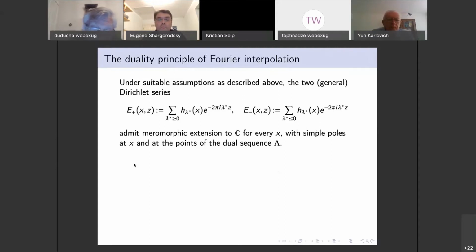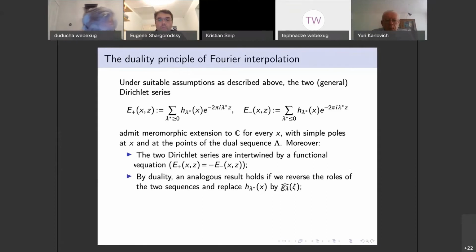Okay, so I write down a sequence over the positive lambda stars, positive frequencies, if you like, with the weights. Well, the weights are the basis functions, e to the minus 2 pi i lambda star z, that's e plus. And then I have e minus, where the summation is over the negative frequencies. We split it in this way so that we get functions that are analytic in a half plane, right? So if these functions behave nicely, then this will represent a function that is analytic in a half plane. Both of these functions will have to admit meromorphic extension to the complex plane for every x.